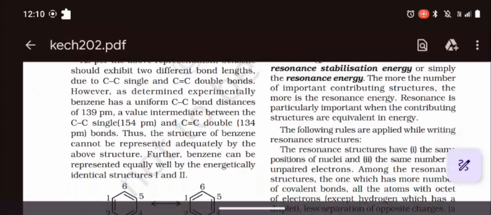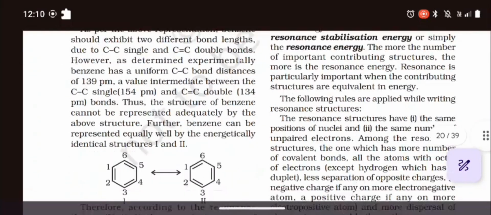However, as determined experimentally, benzene has a uniform C-C bond distance of 139 pm, a value intermediate between a C-C single bond, 154 pm, and a C=C double bond, 134 pm. Thus, the structure of benzene cannot be represented adequately by the above structure. Further, benzene can be represented equally well by the energetically identical structures 1 and 2.